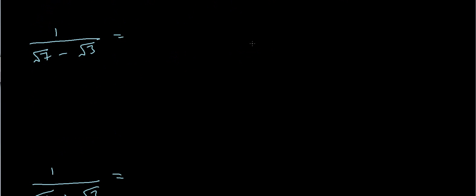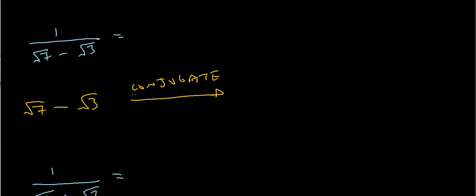So in the next example, I've got to rationalize the denominator of 1 over the square root of 7 minus root 3. What I'm going to do is multiply the top and the bottom by the conjugate of the square root of 7 minus root 3. If you don't know what that means, when I take the conjugate, I change the sign. So the conjugate of root 7 minus root 3 is just root 7 plus root 3. Likewise, if this was root 7 plus root 3, the conjugate of that would be root 7 minus root 3.